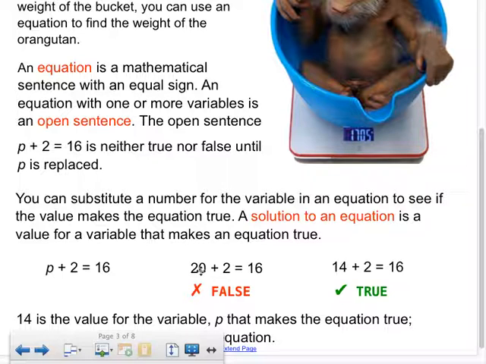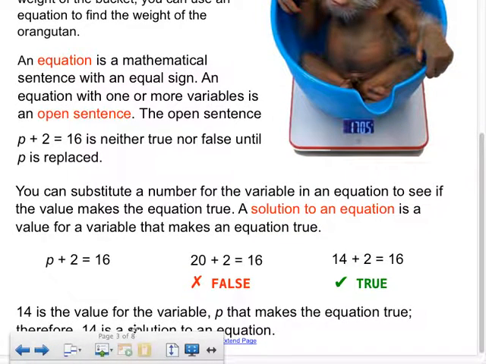Do you understand? So I'm trying to get you guys to understand the terminology, okay? So that when you're reading a word problem or you're given some instructions on a test, you know what it's asking you. All right, so over here we have 14 plus 2. In this case, p is what? 14. And what is 14 plus 2? 16. And that is a true statement. So guess what we can say about 14? I heard it. It's a solution to this equation. Do you guys understand? Yes.